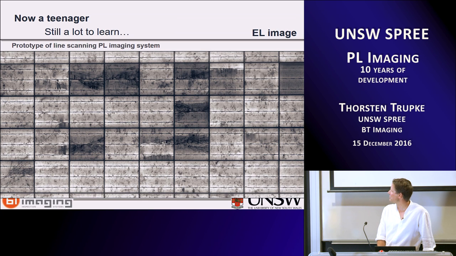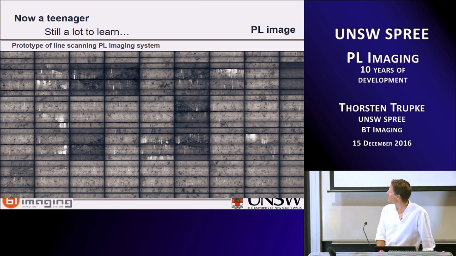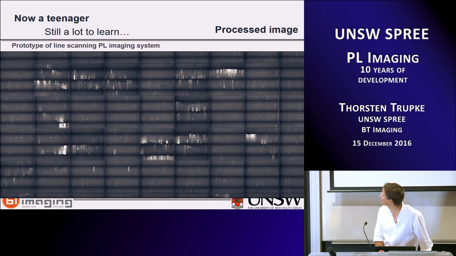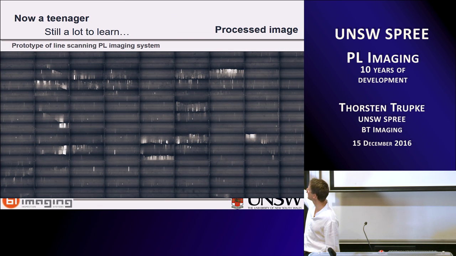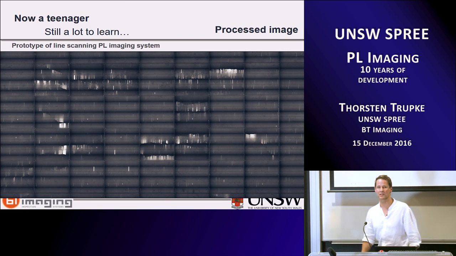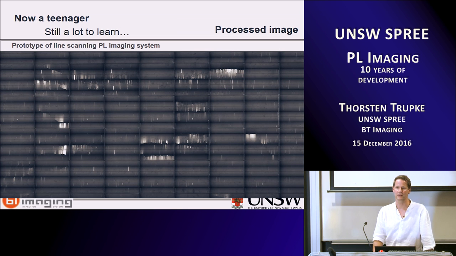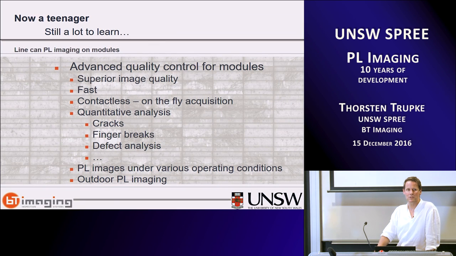This is the EL image. We can use the same system for EL. And then if we process these two images together, you can see that we can very, very reliably pinpoint those series resistance problems in a module, which you would never find in an EL image. So we believe that this approach of measuring luminescence imaging is far superior to electroluminescence, and we have high hopes that this will be adopted in the future as a standard quality control procedure for module inspection at the end of production line or for incoming quality control by installers and so forth.